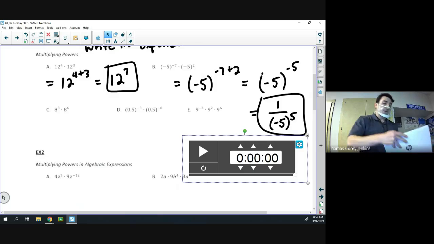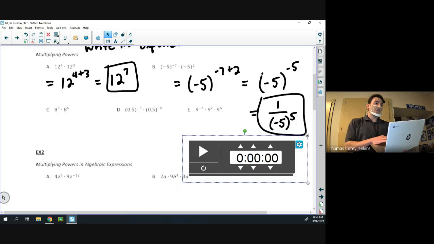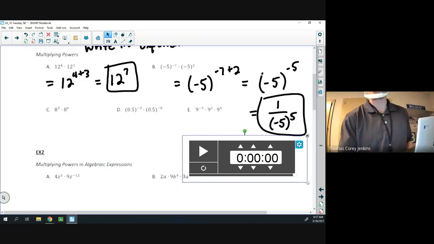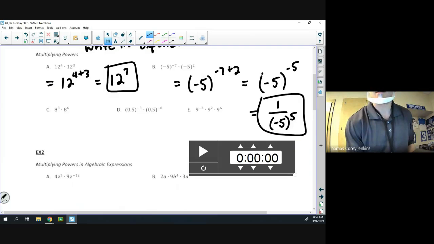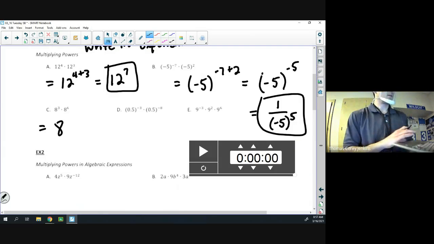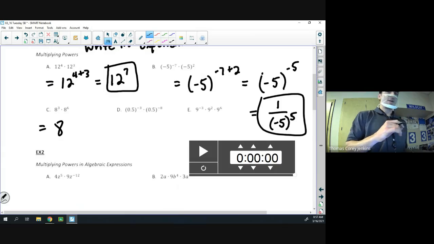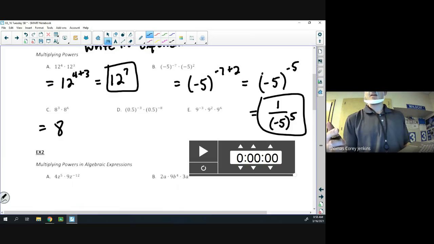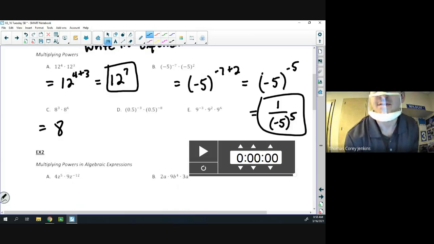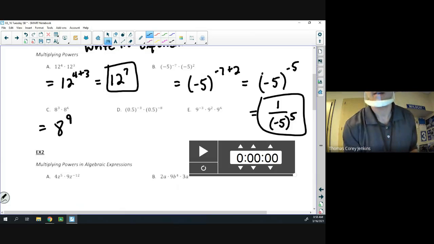All right, so in exponential form is the way I'm looking for my answers here. So let's go with, for C, Sierra Razor, can you tell me what I end up with? 8 to the what power? Kaylee, you want to give it a shot? Yeah, you just had it. Okay. Isaiah? 8 to the 9th. Very good. 3 plus 6 is 9.